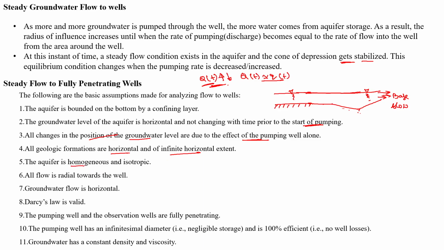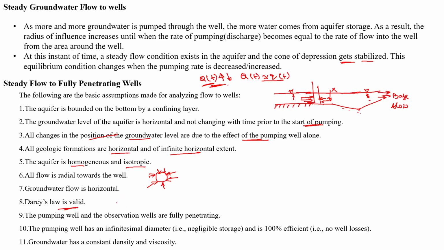And this aquifer is homogeneous as well as isotropic, and all the flow is radial towards the well. I have shown you now. So this is a well, and the flow will take place radially from all directions, and the groundwater flow is horizontal. Suppose you dig the well, the flow will take place in the horizontal direction only. So we will neglect the vertical direction.